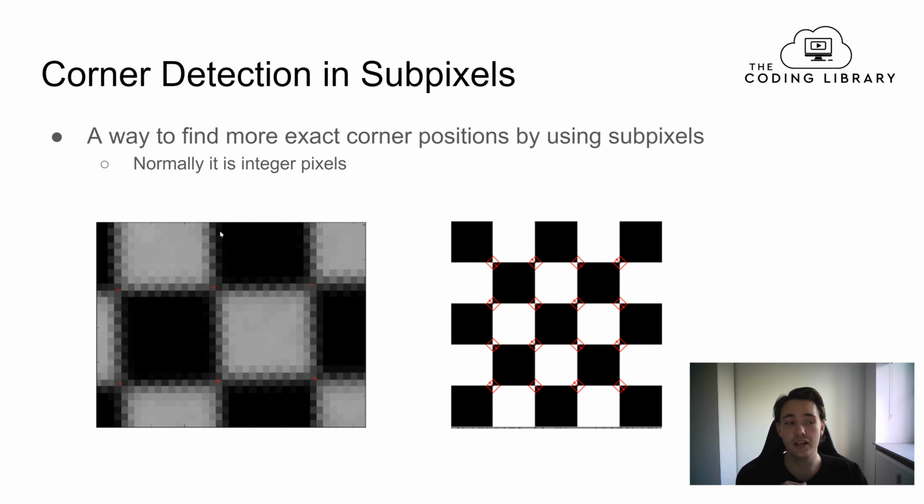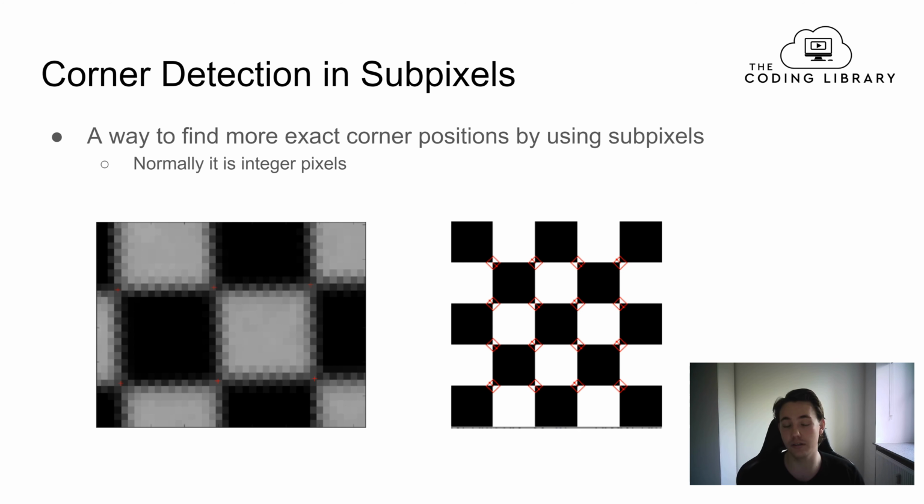So I also want to show you how we can do corner detection in Subpixels. This is just a way to find a more exact corner position by using Subpixels. When we have one pixel, we can actually divide that into Subpixels, and normally that is integer pixels. So we divide it into Subpixels, and then we do corner detection on those Subpixels again to find the exact corner position of those Subpixels. So we actually get a way more accurate position of where that corner actually is in the image.